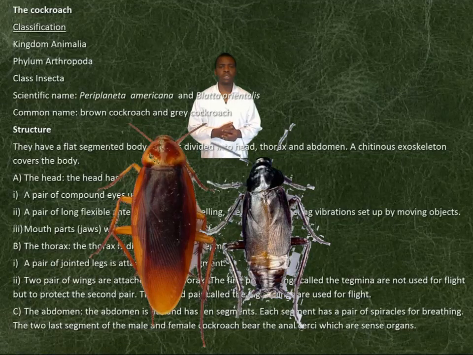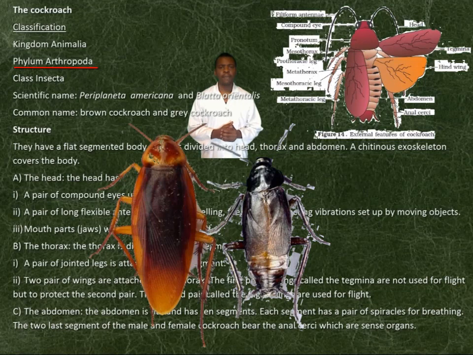The cockroach. Classification. Kingdom Animalia. Phylum Arthropoda. Class Insecta. Scientific name Periplaneta americana and Blatta orientalis. Common name brown cockroach and gray cockroach.